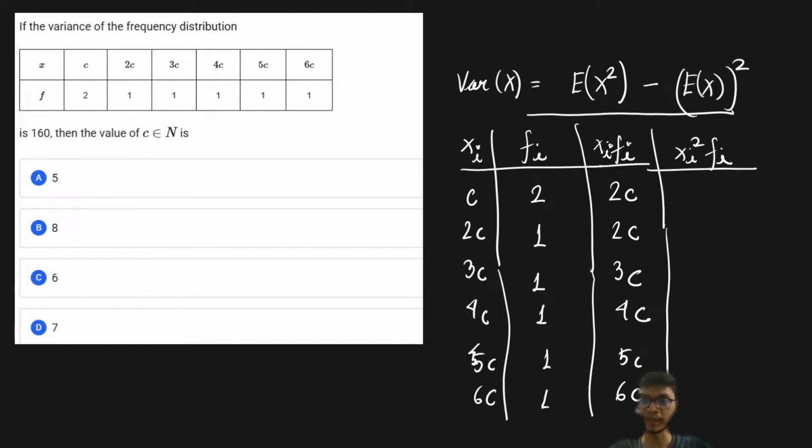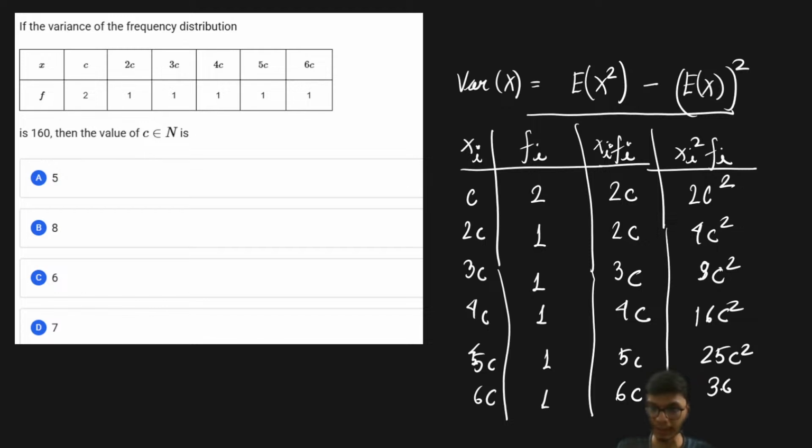And if we take the second moment, that is xi square into fi, it is going to be equal to 2 times c square, 4c square, 9c square, 16c square, 25c square, and 36c square, right? I hope you are able to make this distribution table.